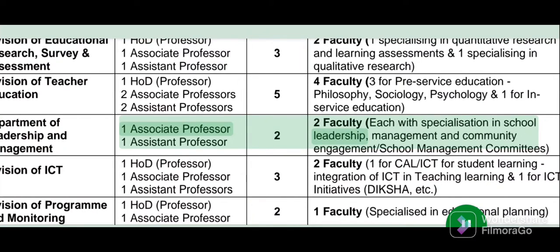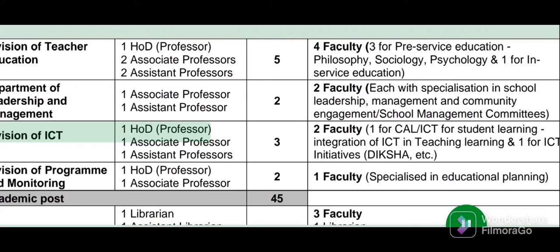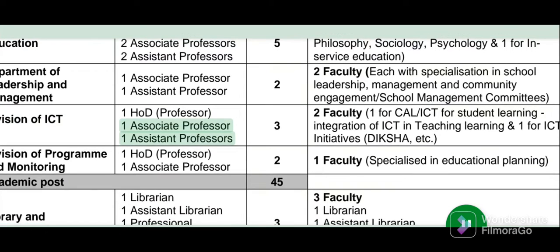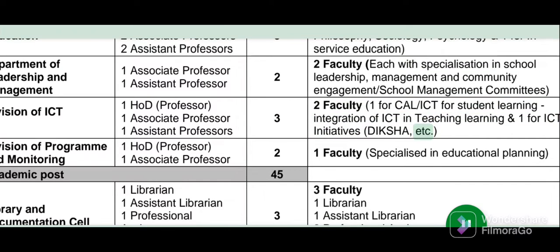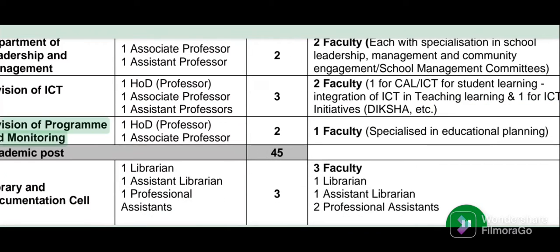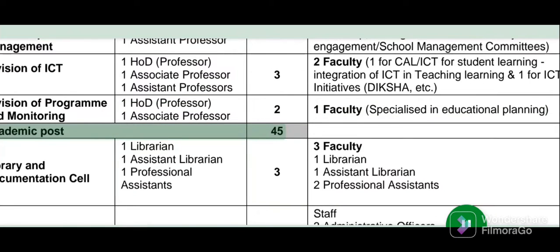Faculty each with specialization in School Leadership, Management and Community Engagement, School Management Committees. Division of ICT: 1 HOD Professor, 1 Associate Professor, 1 Assistant Professor, 2 Faculty: 1 for CAL, ICT for Student Learning, Integration of ICT in Teaching Learning and 1 for ICT Initiatives, Diksha, etc. Division of Program and Monitoring: 1 HOD Professor, 1 Associate Professor, 1 Faculty specialized in Educational Planning. Academic Post 45.